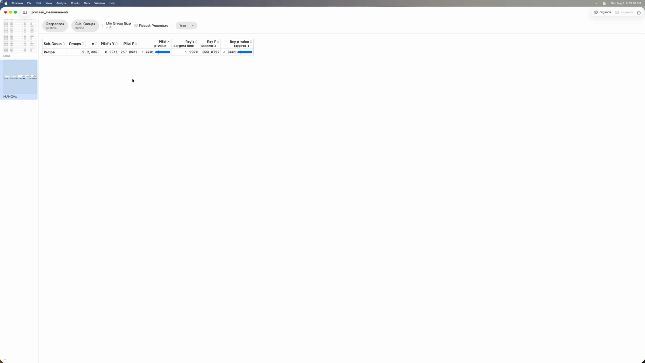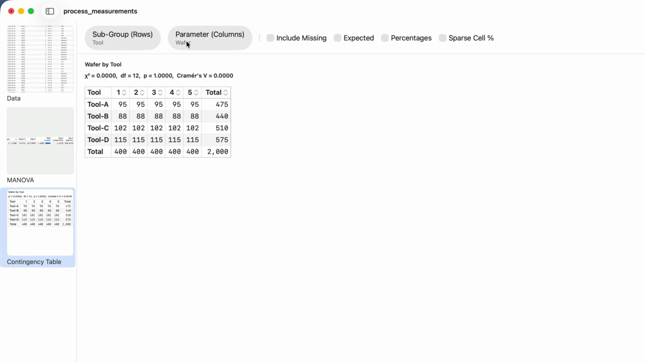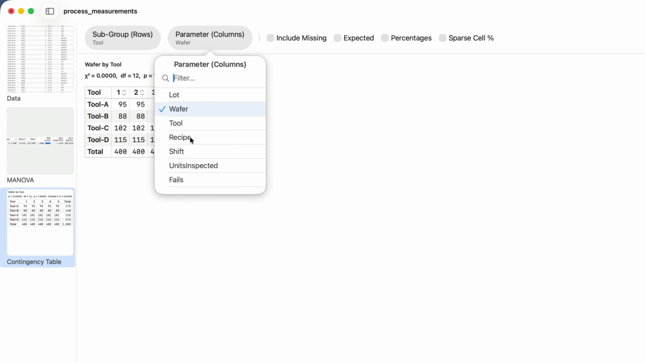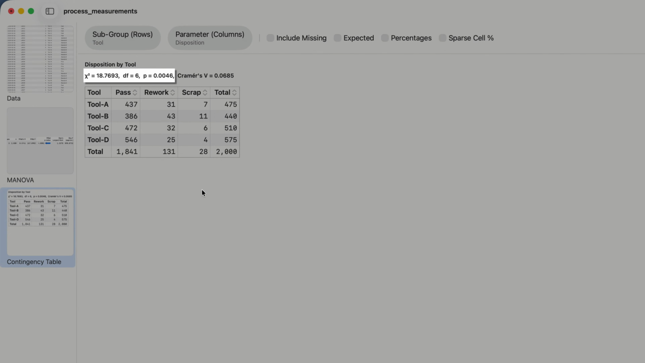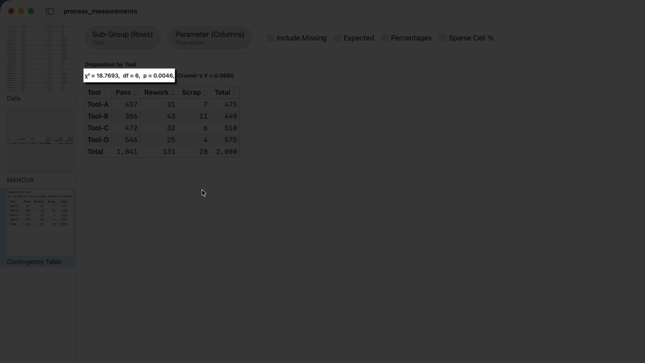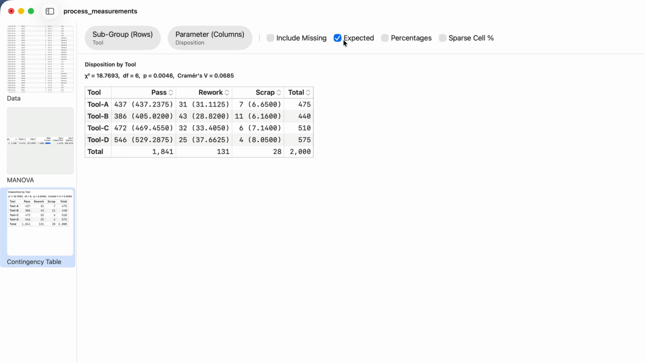Now switch to categories. Are scrap dispositions related to which tool ran the lot, or independent? A contingency table cross-tabulates the two, tool against disposition, counting how many lots land in each cell. The chi-square test of independence compares the observed count in each cell to the count you'd expect if the variables were unrelated. The bigger the gap, the larger the statistic, and the smaller its p-value.